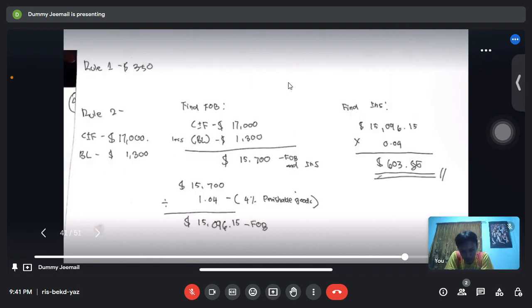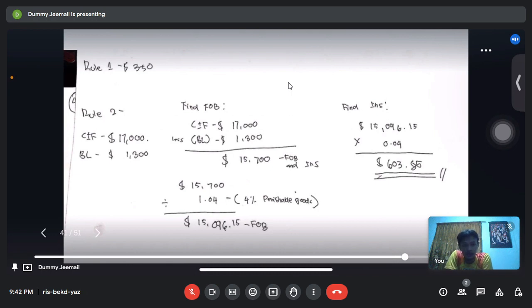It is CIF. Given the bill of lading, we deduct the 1,300 from the $17,000. What do we deduct? In the given, there is no invoice, no entry or SAD. If neither of the two is available, then what you use for the deduction is the bill of lading. So we deduct, and we get 15,700.